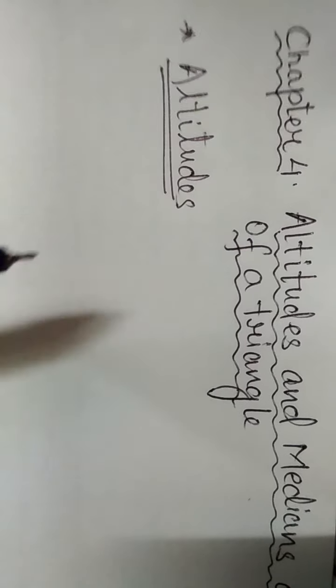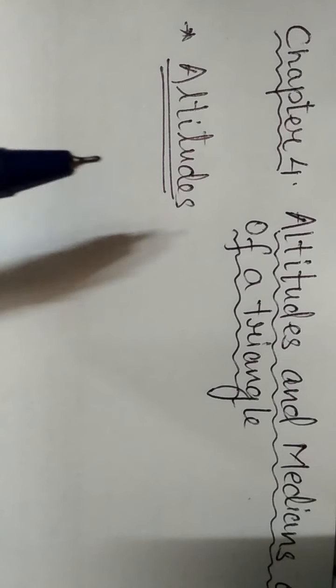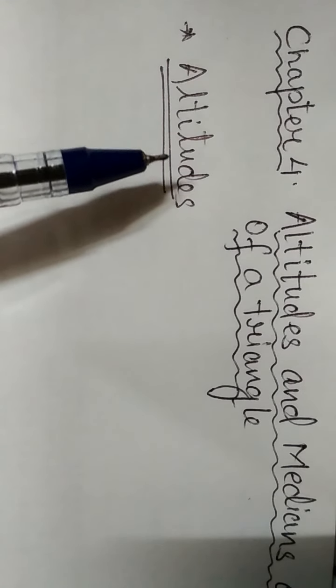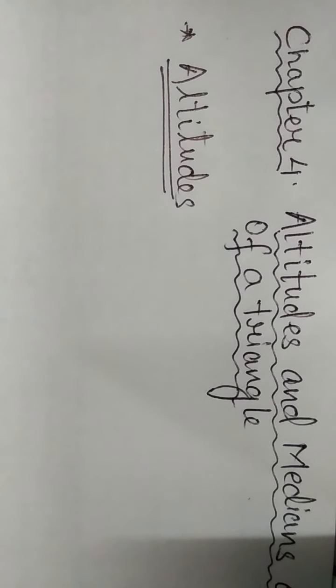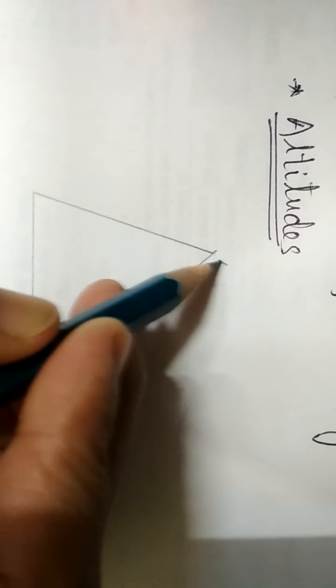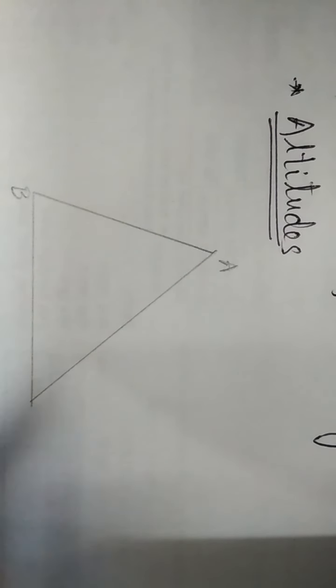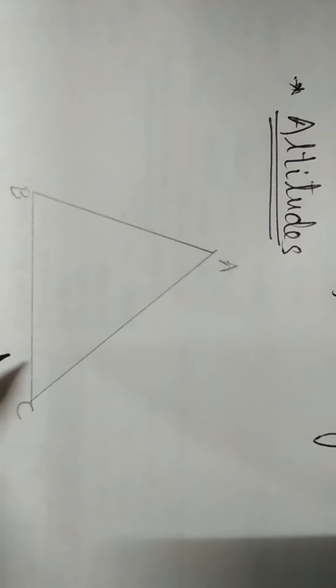But before we start exercise 4.1, first we will clear two main topics of this chapter, that is how to draw altitudes and medians. First of all we will see the construction for altitudes. We will draw a triangle and name it A, B, C. It's an acute angle triangle.